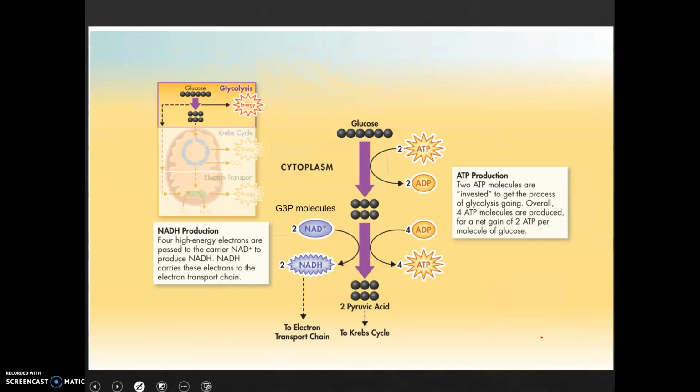And this is showing it again, a different picture, showing multiple steps, ultimately 2 pyruvates. Sometimes pyruvate is also called pyruvic acid. And here they're showing the NAD plus getting turned into NADH. Again, these H's are coming from the glucose. This is showing 2 ATP going in and getting broken, but 4 ATP being made.